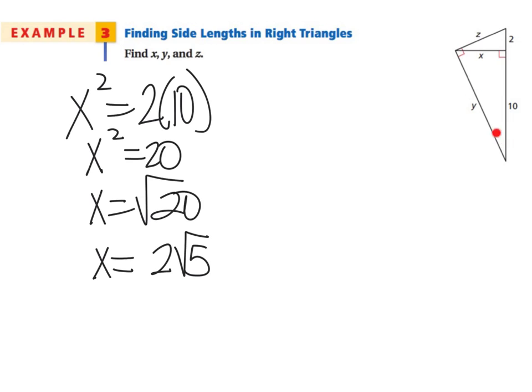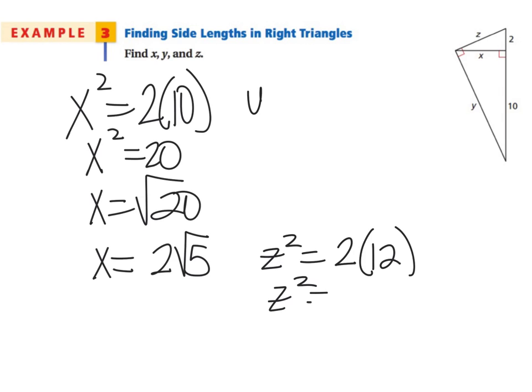Next one, y. These are each the legs. So what do we know? If we're looking at corollaries, you should have this in your notes. Z squared equals 2, that's the adjacent side, times the whole hypotenuse. So z squared equals 2 times 12. Z squared equals 2 multiplied by the hypotenuse of the whole thing, 2 times 12.